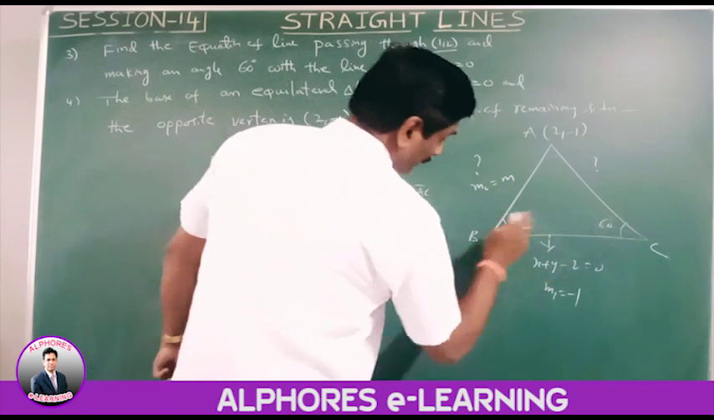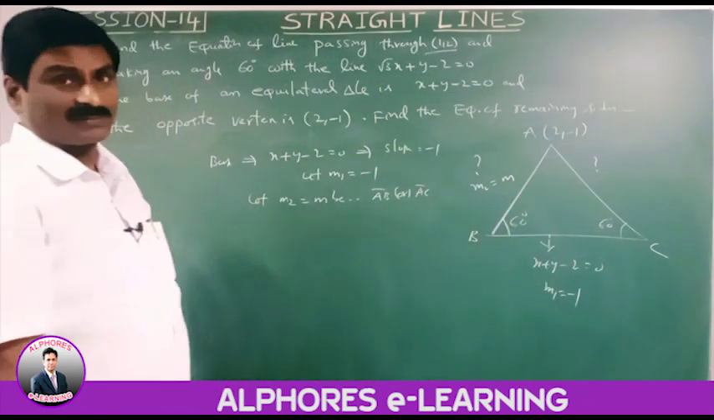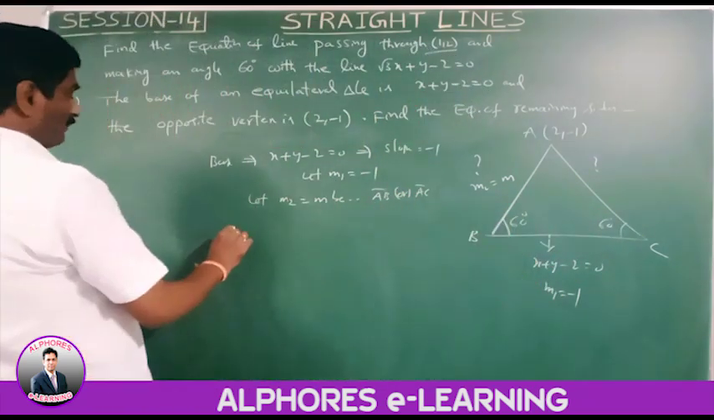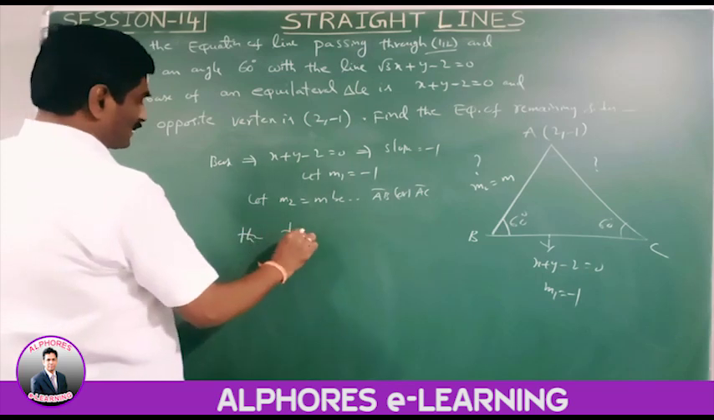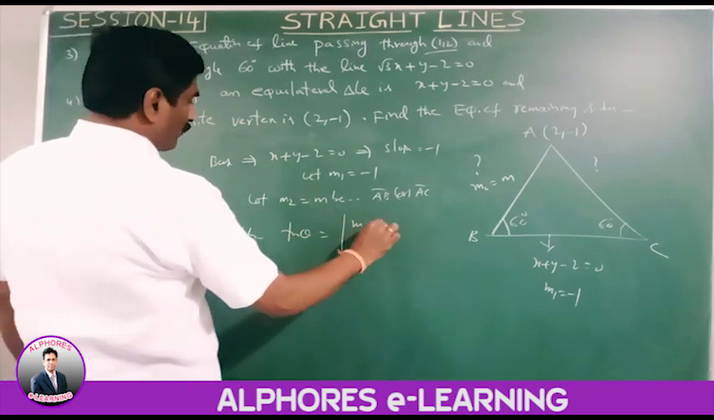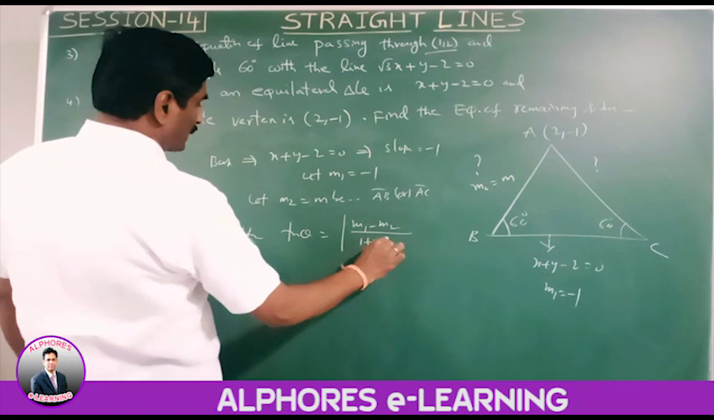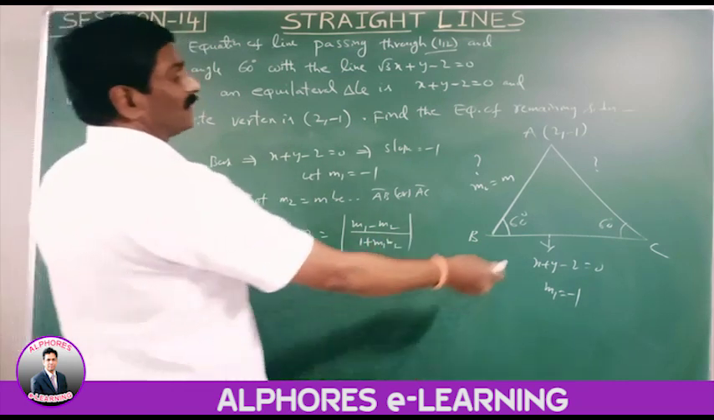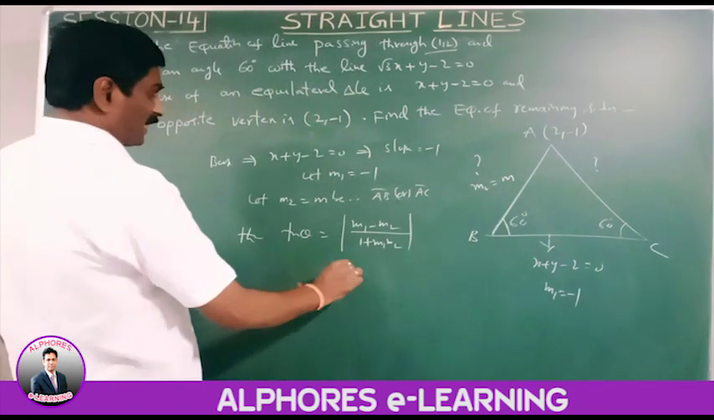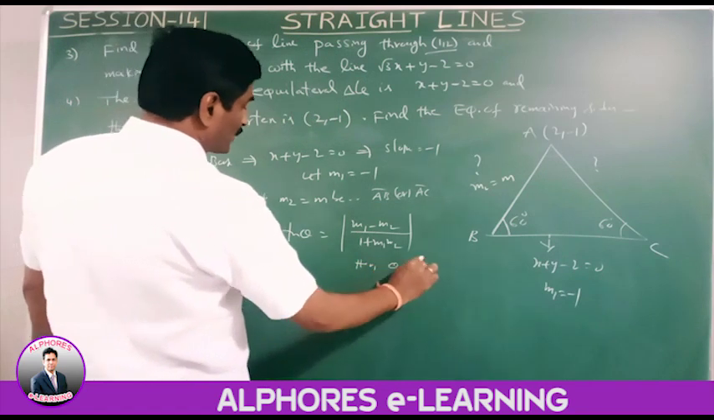Both of these lines make an angle of 60 degrees, AB or AC. Then we know that tan theta is equal to, what is the formula? Mod of (m1 minus m2) by (1 plus m1 m2). Here in an equilateral triangle, each angle is equal to 60 degrees. That means here theta is equal to 60 degrees.